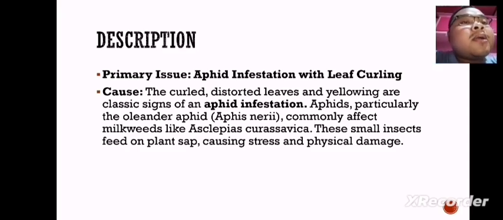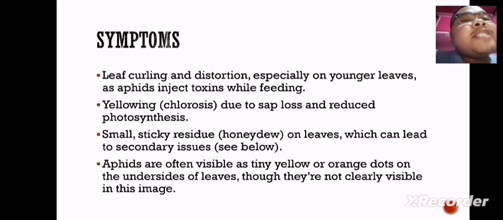The cause, the curled, distorted leaves and yellowing are classic signs of an aphid infestation. Ano ba itong aphids? Aphids, particularly the oleander aphid, Aphis nerii, commonly affect milkweeds like Asclepias curassavica. These small insects, mga insekto po ito, no, feed on plant sap, causing stress and physical damage. For the symptoms, we have here leaf curling and distortion, especially on younger leaves as aphids inject toxins while feeding.